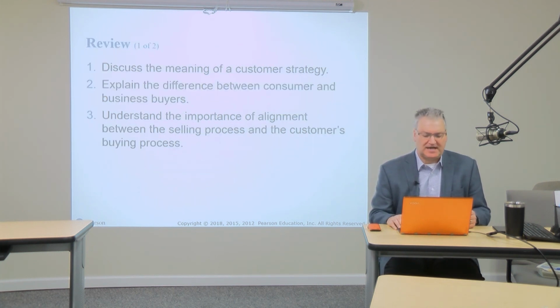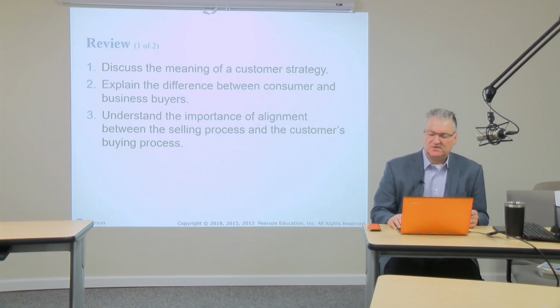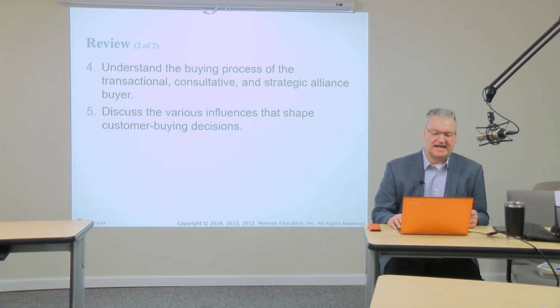So in review of Chapter 8, we've discussed the meaning of a customer strategy and explained the difference between consumer and business buyers. We've understood the importance of alignment between the selling process and the customer buying process. We understand the buying process of transactional, consultative, and strategic alliance buyers, and discussed the various influences that shape customer buying decisions. And that concludes Chapter 8.